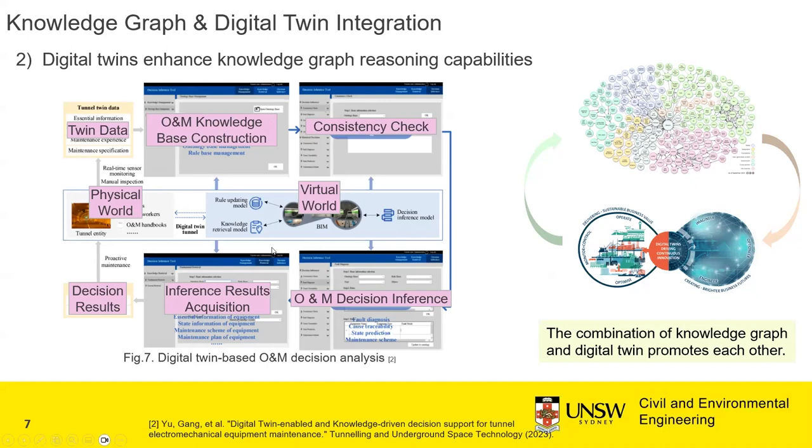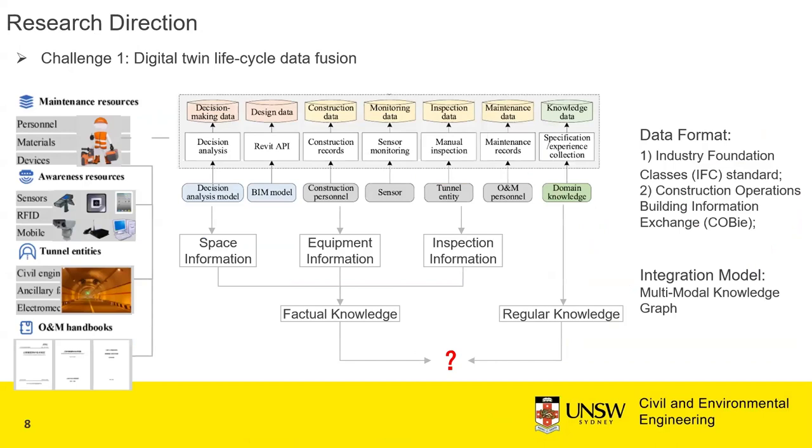What's the meaning of that? We all know that in the virtual world of the digital twin, some of the most advanced algorithms can be run, such as reinforcement learning in artificial intelligence, and that can enhance the reasoning performance of the knowledge graph. So in one word, we could say that the combination of the knowledge graph and the digital twin can promote each other. That's why we are trying to combine them together.